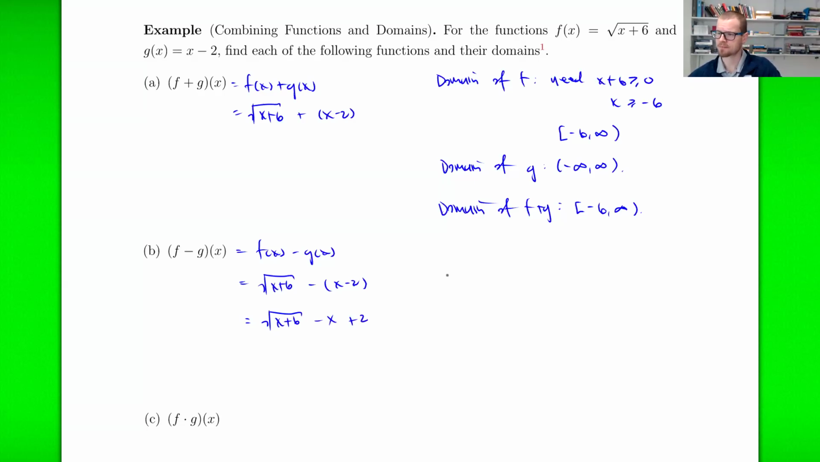and that would be fine. Here, the domain of f minus g is exactly the same as the domain of f plus g. Right? There's no additional concerns because we don't have that concern of division by 0 as we do with the quotient. So it's the same for addition, subtraction, and multiplication.